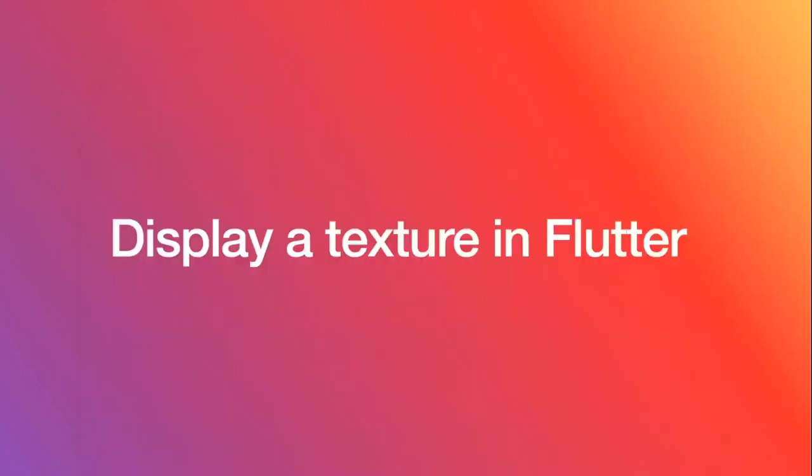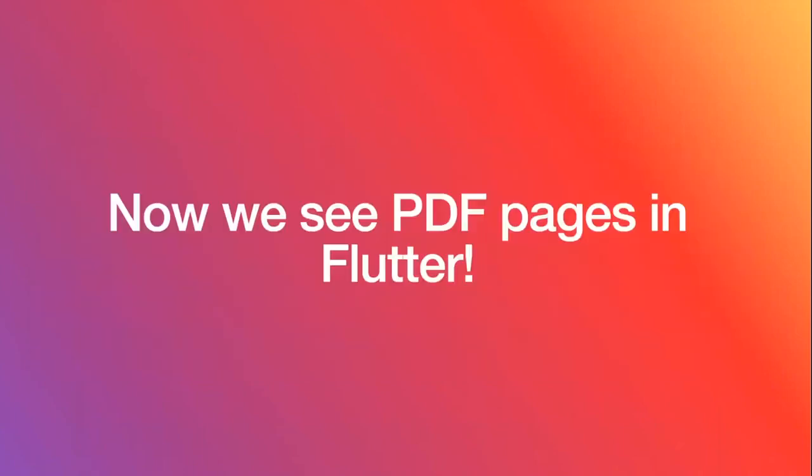And then we just have one step remaining to make this part work. We need to display that in our Flutter app. And it's as simple as using a texture widget. So there's already a widget for that. You just give it the ID of your texture. That's literally a number like 0, 1, 2, 3. It's whatever ID Flutter gave you when you asked for the texture. You just need to get that back to the Flutter side, shove it in a texture widget, and now we are seeing PDF pages in Flutter.